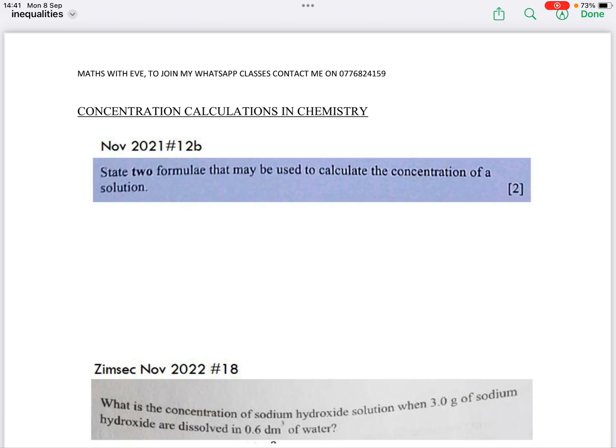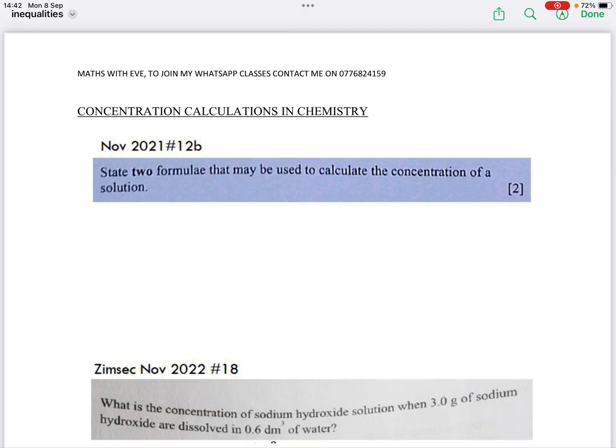Today we are going to revise the questions on chemistry calculations under concentration. You need to be able to calculate different questions on concentration. So I have compiled past exam questions from past exam question papers. We are going to start to revise this question, which was in November 2021. It was on number 12B of Combined Science, paper 2.